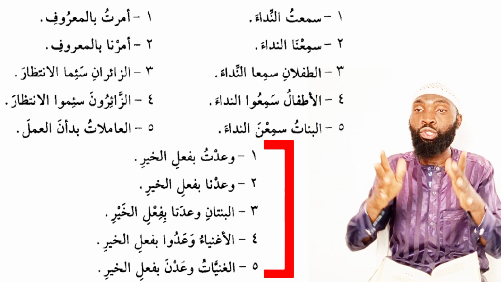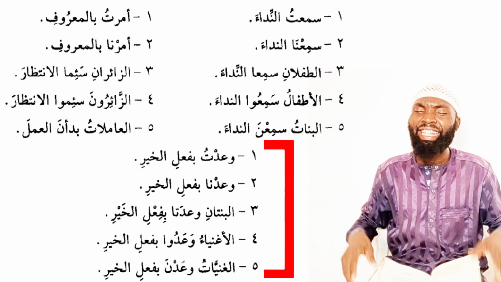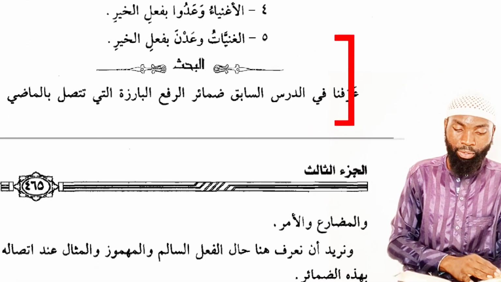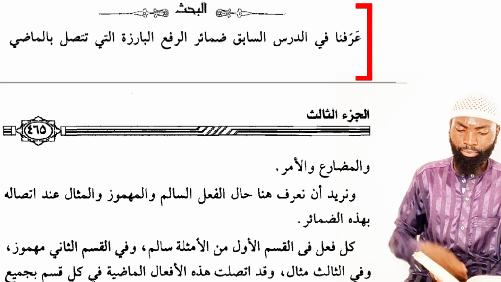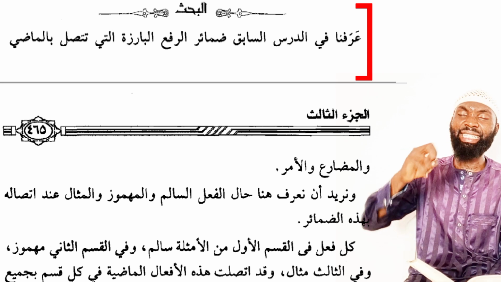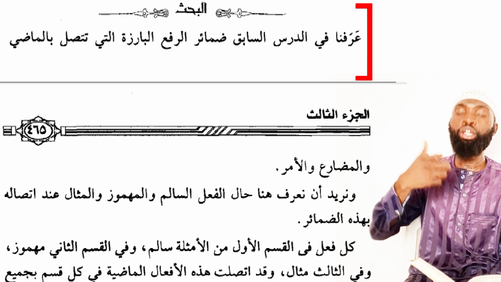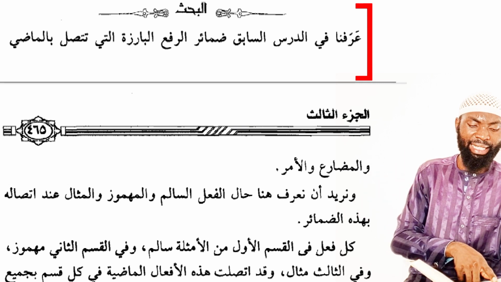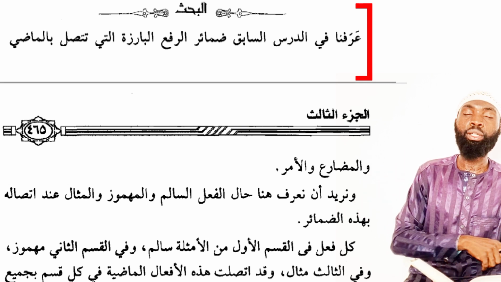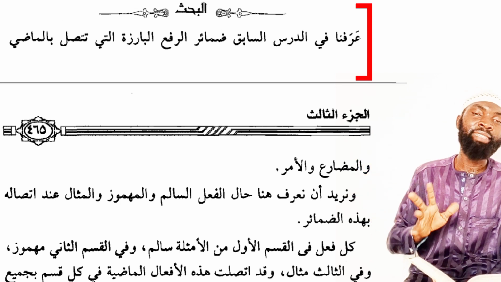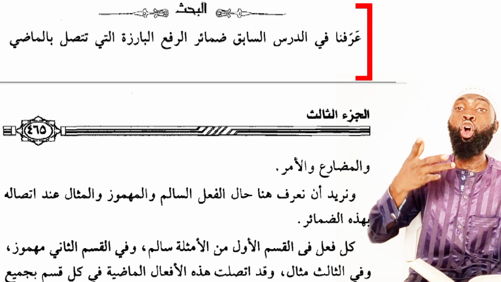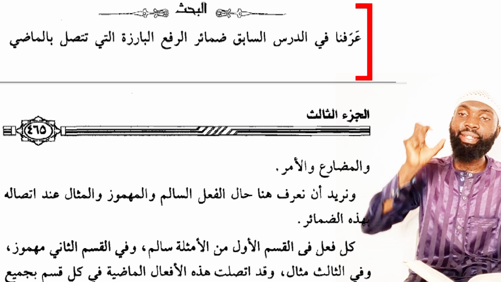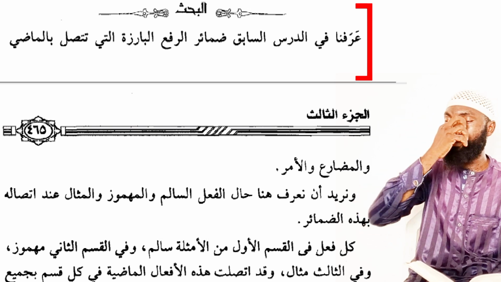If we already understood this topic to this point, then let's move on to the detailed explanation given by the writer of this book. Let's go. Al-bahthu, research. Arafna fi darsi sabiqi. He says, we know from the previous lesson ضمائر الرفع البارزة التي تتصل بالماضي والمضارع والأمر. We know from the previous lesson the apparent, the clear pronouns which are usually attached to past tense verbs, present tense verbs, and even command tenses.